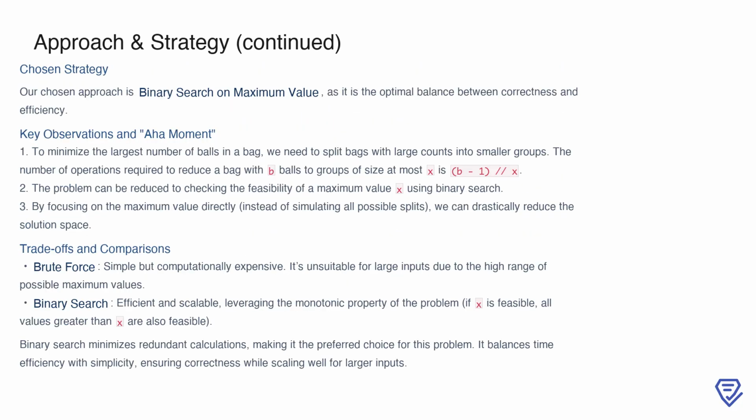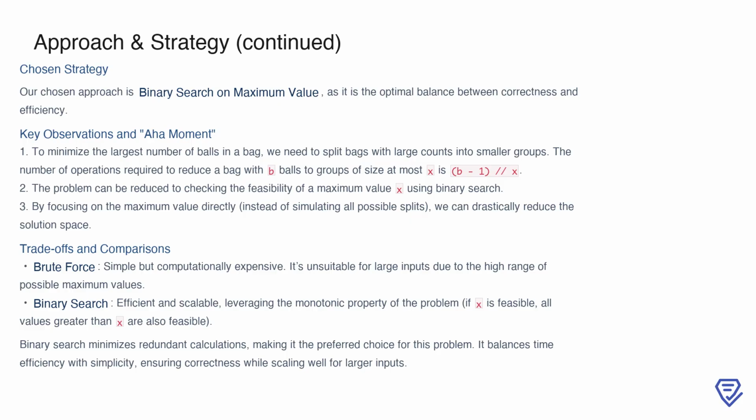Ultimately, we chose the binary search approach because it offers the best balance between efficiency and correctness. The key insight here is that the number of operations needed to split a bag with B balls into groups of size at most x is mathematically determined by ⌈B/x⌉ - 1. This formula allows us to quickly evaluate whether a given maximum value is feasible. By leveraging binary search, we can efficiently determine the smallest possible maximum value that satisfies the problem constraints.